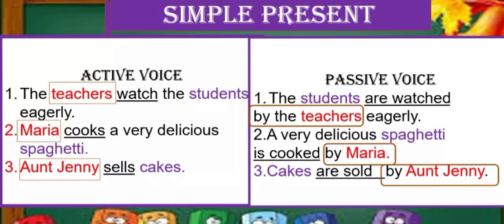Number 3, Aunt Jenny sells cakes. So again, you start from after the verb. I should say after the verb, you start the subject in the passive. So cakes are sold by Aunt Jenny. Why did we use are? Because it's cakes, plural, and then sold, past participle, it's constant, by Aunt Jenny. I hope I made that very clear. That's only for the simple present.